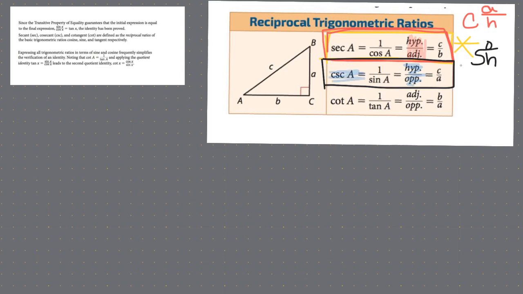Again, write this down, put it on a separate sheet of paper, put it somewhere where you can see it, highlight it, mark it, circle it, star it, anything you want to do. Then cotangent is the inverse or the reciprocal of tangent. So if tangent is opposite over adjacent, cotangent is adjacent over opposite. Okay, and that's our last one right down there.